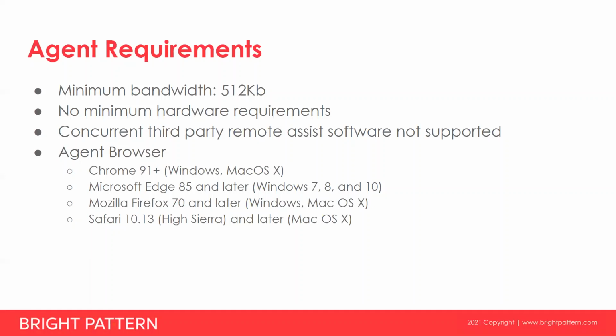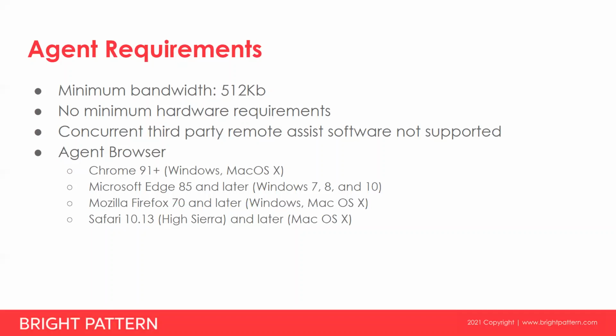Going over some of the requirements on the agent side, you do need a minimum bandwidth of 512 KB. And we are sending over commands and the screen. That's going to take a little bit, but there are no hardware requirements to be able to run this. Concurrent third-party remote assist software is not supported. Let me explain exactly what that means. Let's say that you had a third-party remote assist application such as LogMeIn. You are not able to provide both the Bright Pattern one and the LogMeIn for the same agent at the same time. You can configure the system so that some agents use one and some agents use the other, but they cannot be run at the same time for the same agent.